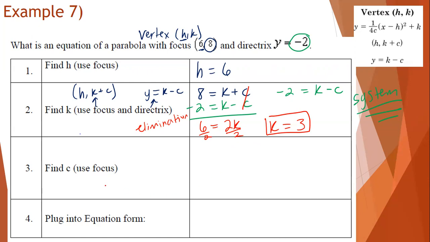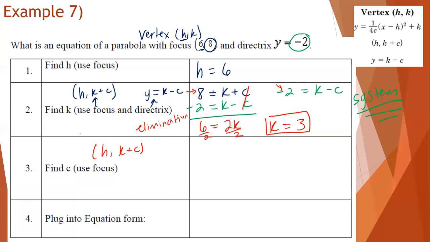Okay, and so we either can use our directrix or our focus to find our c value. Actually, you don't have to just use focus, you can use either one. But our focus, remember, is h comma k plus c. And if we know the value of k, we can find the value of c, which we do, so we can plug it into either one. So you either can use this guy or this guy to solve for c. Doesn't really matter which one. I'm going to model both.